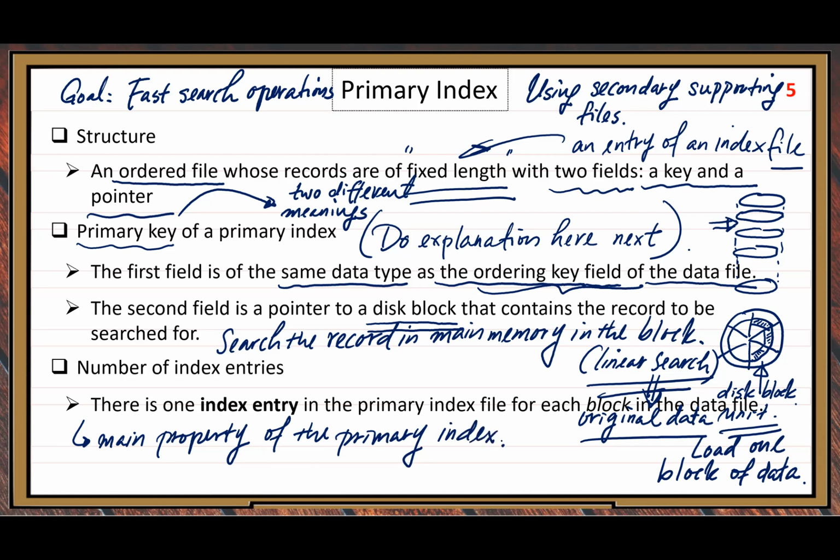Each index entry, that's the key pointer pair. A key pointer pair only points to one whole block. That kind of one-to-one correspondence, I will explain in the next slide. I draw a diagram to explain that.